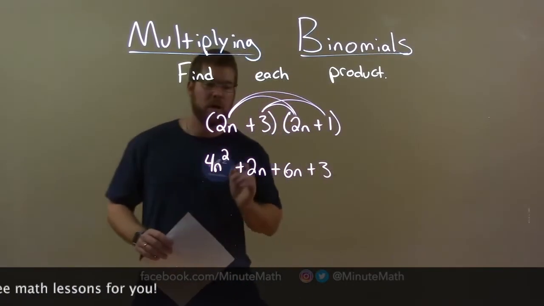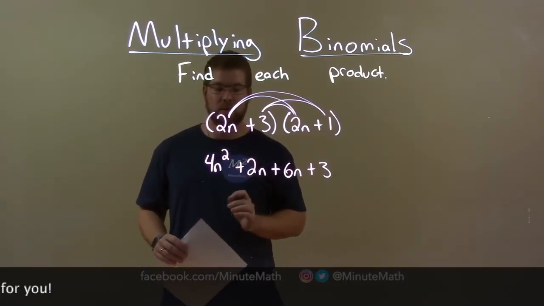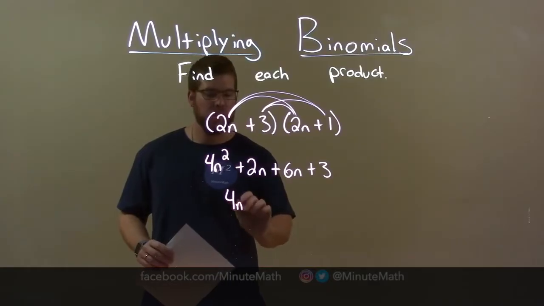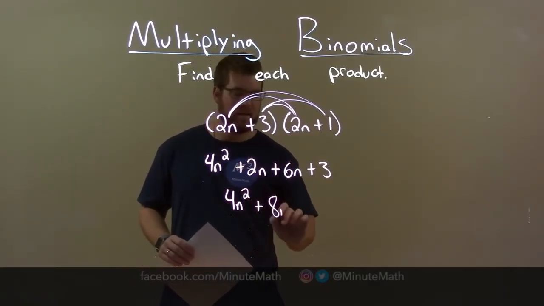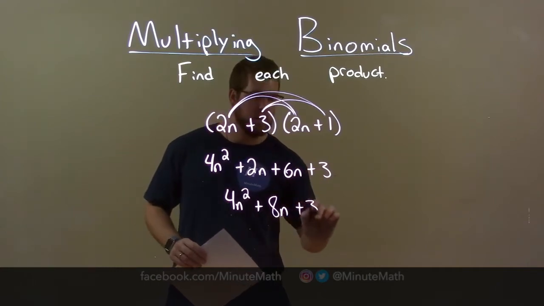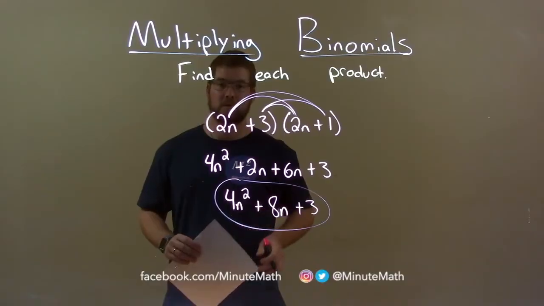We now want to combine our like terms. 2n and 6n are the only like terms here. So we bring down the 4n squared, and 2n plus 6n is an 8n. And we bring down the plus 3 to get our final answer of 4n squared plus 8n plus 3.